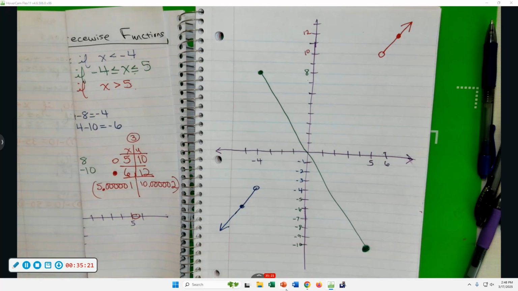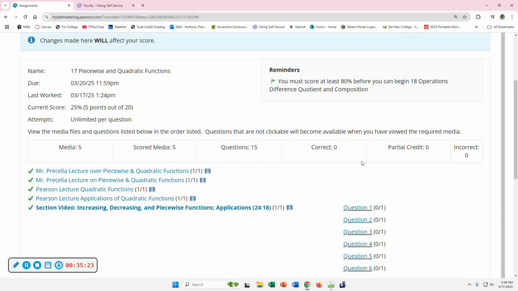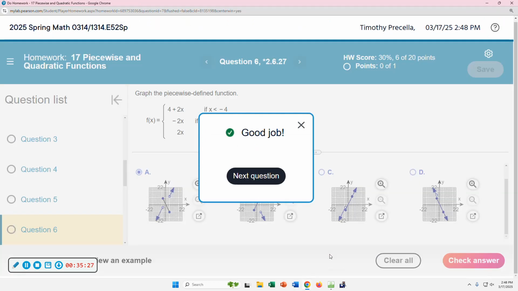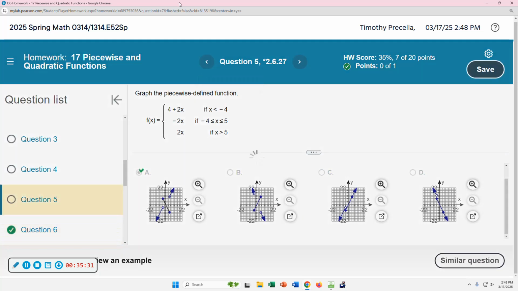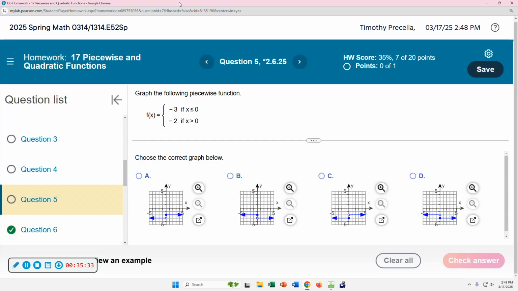Now we'll back up to a simpler one. Oh, what did I do? There it is. Let's go back. We're going to go back to number 5. This is nice. It's just a 2-piece function. Okay. So this is number 5.